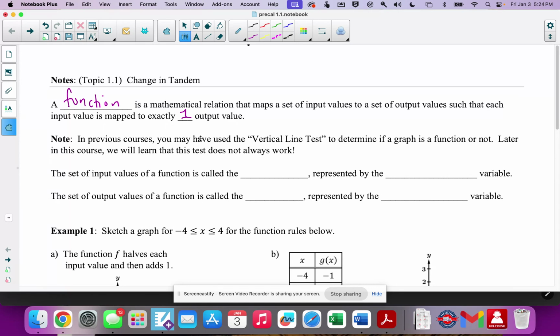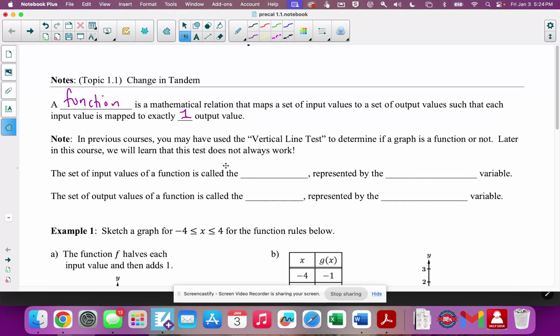So in Algebra 2, we would have talked about a vertical line test. The thing is, sometimes a vertical line test doesn't work as far as testing whether or not something is a function. And we're going to figure out why later. So basic definition for a function: one input, one output, period. Okay, that's usually the easiest way to check it.